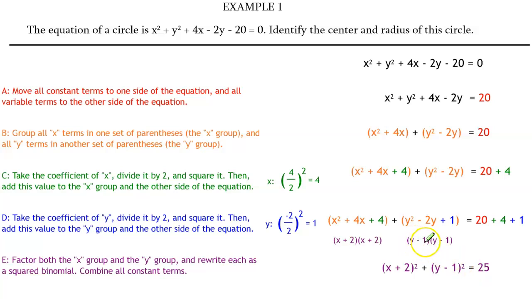Hey look, y minus 1 times itself is y minus 1 squared. Same thing, x plus 2 times itself is x plus 2 squared. At this point, I have x plus 2 squared plus y minus 1 squared equals 25.